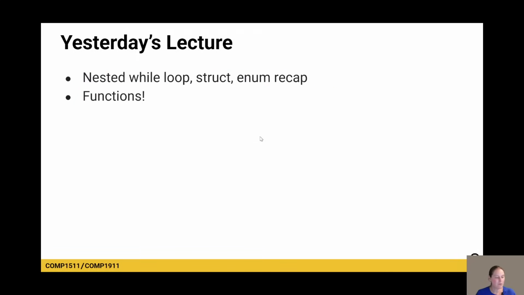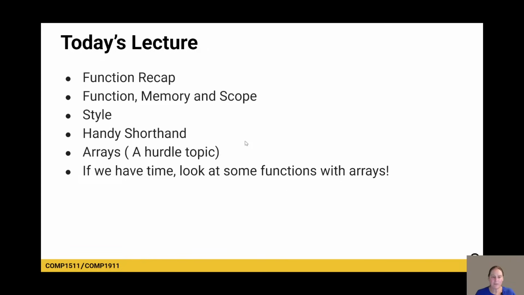What did we do yesterday? Gosh, it was only yesterday. We did a bit of a recap of nested while loops, structs, and enums, and then we started functions. Today we're going to do a little bit of a function recap. We're also going to talk about a few finer details about functions that we didn't get into. We'll talk a bit more about style in general. I'll show you some handy tips for a few shorthand code things. And then we'll talk about arrays, which is a really important topic.